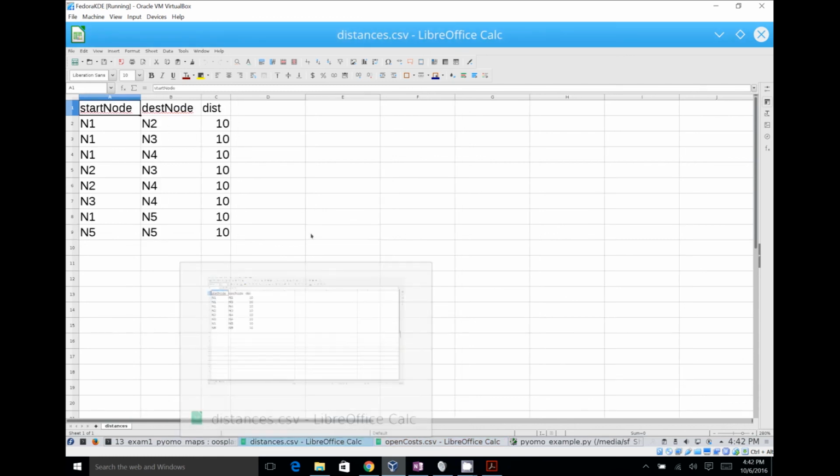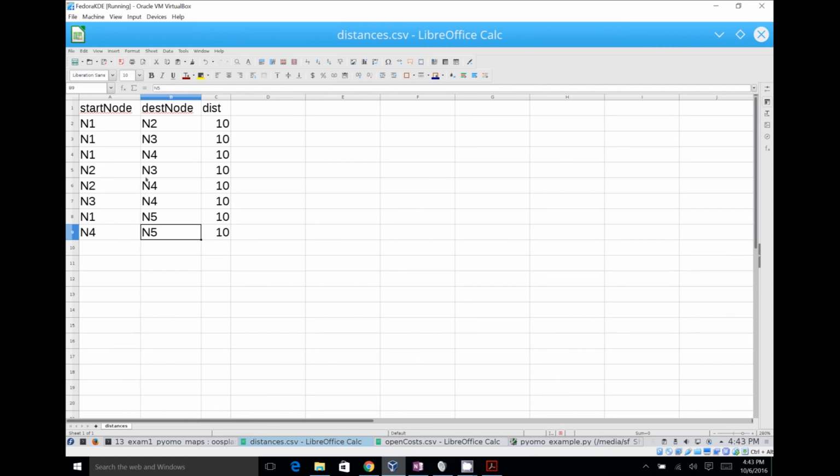And then I also have some distances: N1 to N2 is 10, N1 to N3 is 10, N1 to N4 is 10, and N1 to N5 is also 10. Then 2 is connected to 3, 2 is connected to 4, 3 is connected to 4, and 5 is connected just to 5. That may be a typo, so maybe we can change this data. Let's say N4 is connected to N5 with a distance of 10.